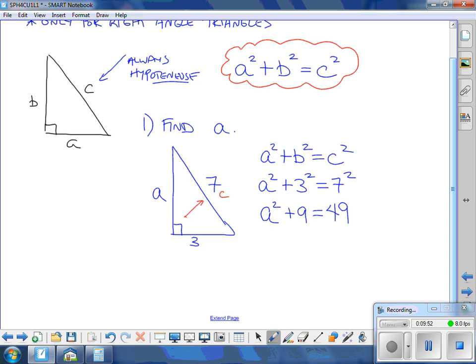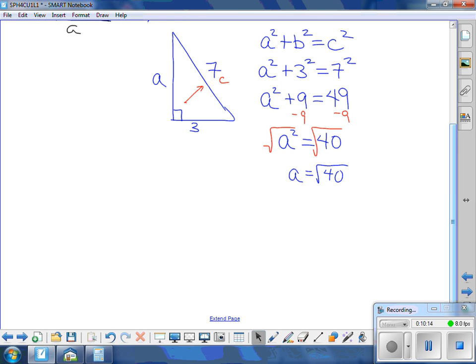Square everything first. Then you need to get everything to the same side. So I'm going to subtract 9 from both sides. A squared equals 40. Final step, take the square root of both sides, so A equals the square root of 40. And you can use a calculator. I don't care if you leave it in that notation. You don't have to use the calculator every time.